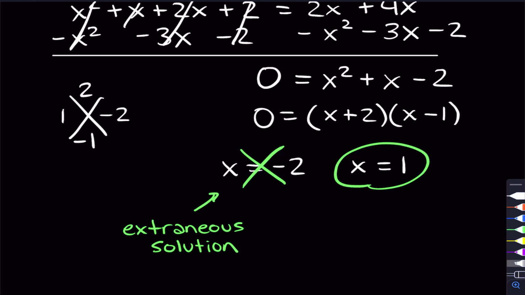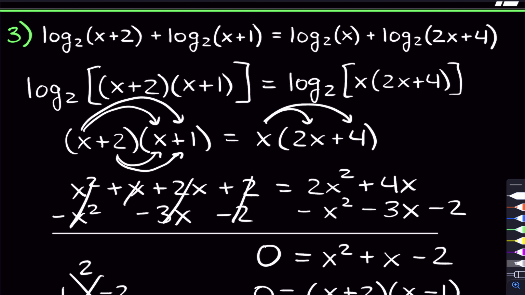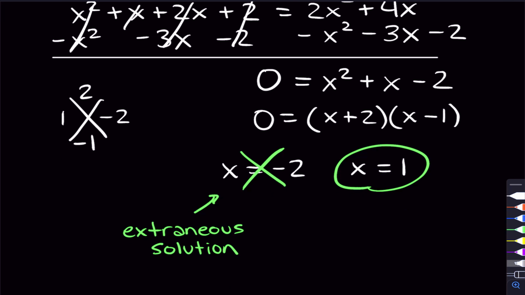But let's look at x equals 1 now. Can we plug in x equals 1 and get positive arguments all around? Well, if we plug in a 1 for x in x plus 2, you get a positive number, you get 3. You'll get a positive number with x plus 1. You get a positive number with x because you just get 1 there. And then 2 times 1 plus 4 is a positive number. So that works. And x equals 1 is a valid solution. And in this case, it's our only solution. So that's your answer for problem 3.